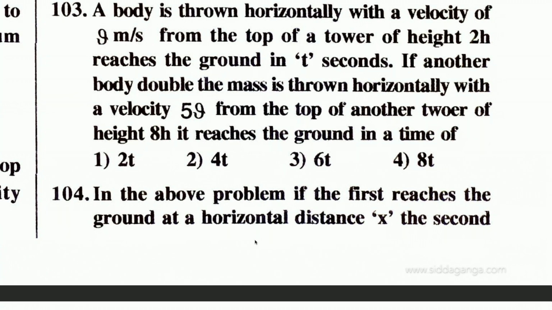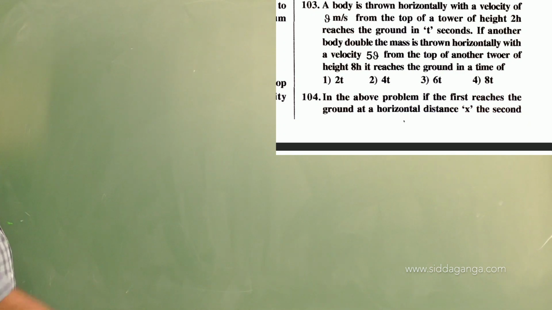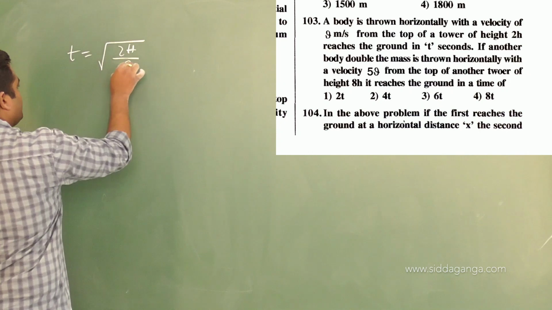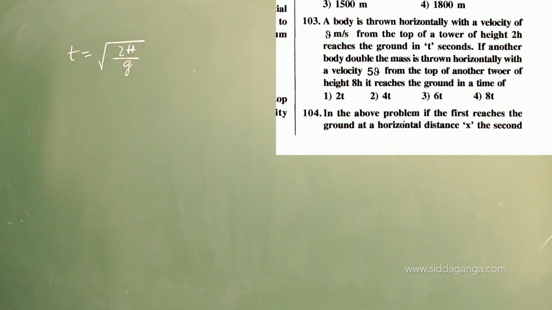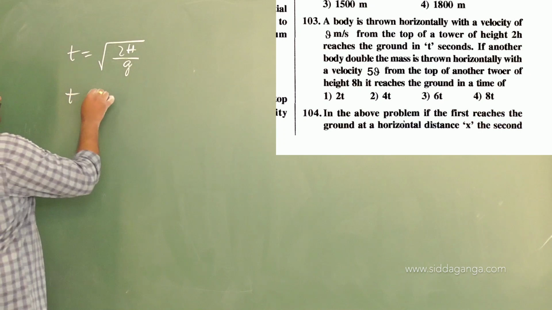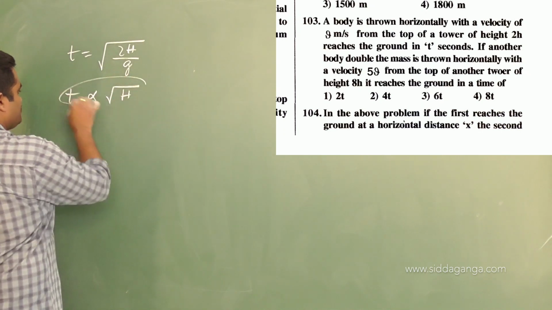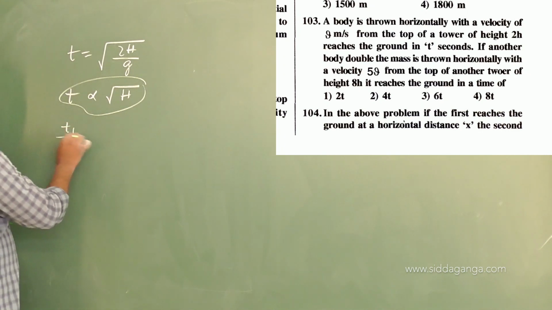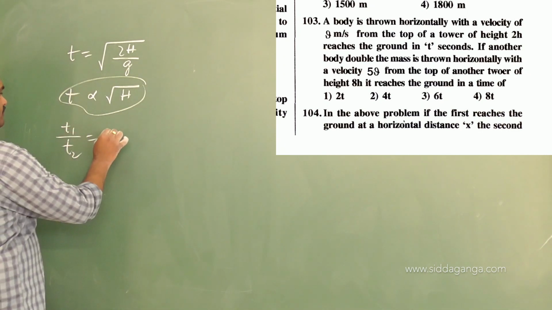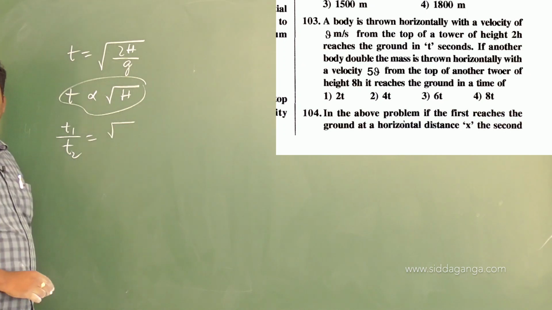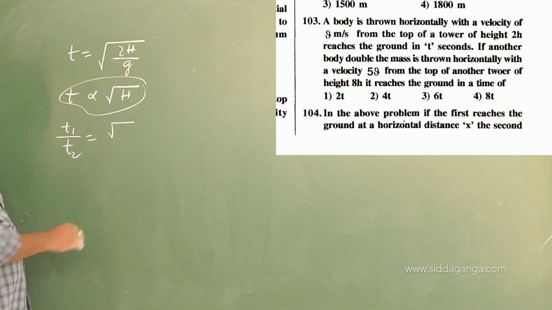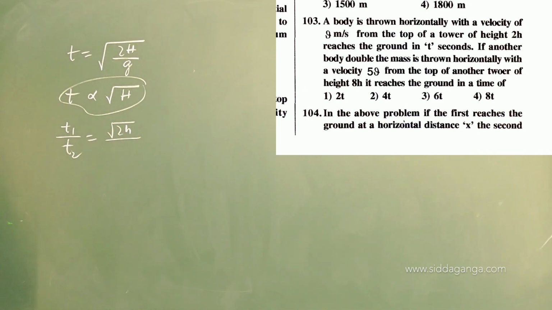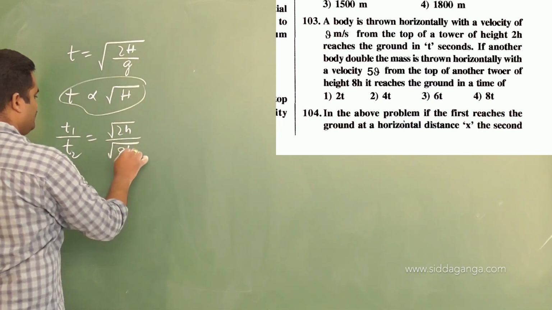See, the time taken to reach the ground depends on what actually? t equals root of 2h by g. It is independent of mass as well as independent of velocity. So the time of fall is proportional to root h. This is the thing which you have to remember. Now, t1 by t2 equals root of 2h over root of 8h. The first has been thrown from a height of 2h, the second from a height of 8h.